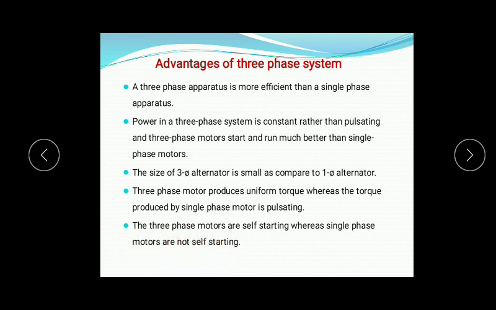So these are the points which are important for advantages of a three-phase system. This question can be asked for 5 marks in the exam. So please go through this.